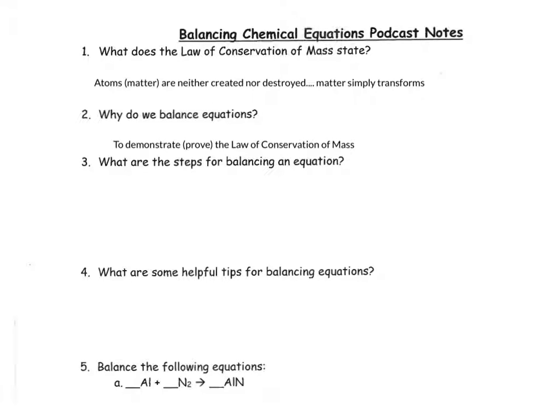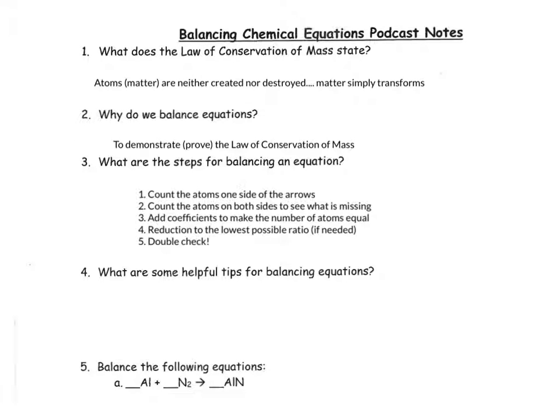When we demonstrate the law of conservation of mass by balancing chemical equations, we show that atoms, specific elements, what goes into the reaction also must come out, and it's usually transformed into something new. But all of the same atoms are still there. So how do we do this? What are some steps that I could give you to help you balance chemical equations?